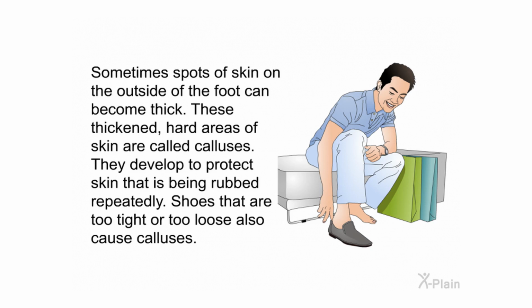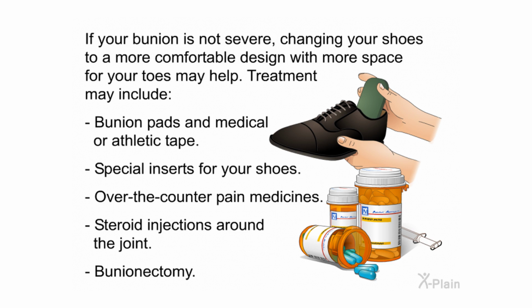Sometimes spots of skin on the outside of the foot can become thick. These thickened, hard areas of skin are called calluses. They develop to protect skin that is being rubbed repeatedly. Shoes that are too tight or too loose also cause calluses. If your bunion is not severe, changing your shoes to a more comfortable design with more space for your toes may help. Treatment may include bunion pads and medical or athletic tape, special inserts for your shoes, over-the-counter pain medicines, steroid injections around the joint, bunionectomy.